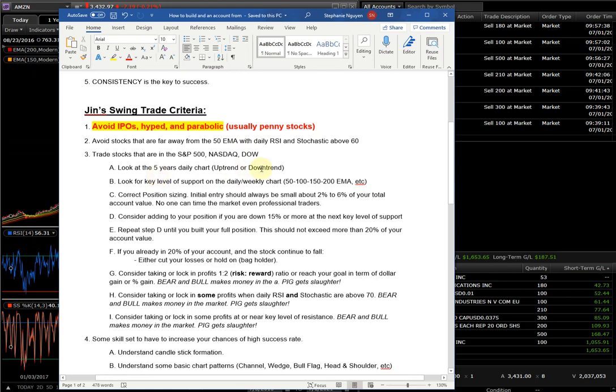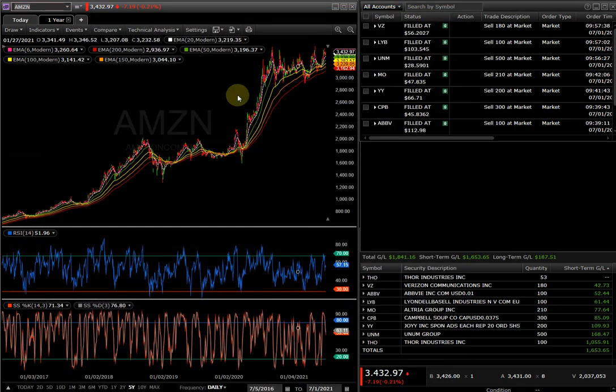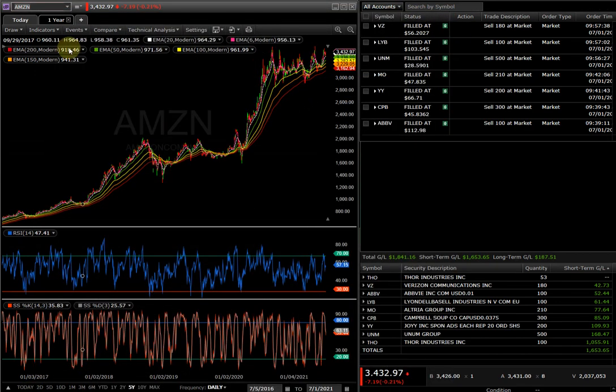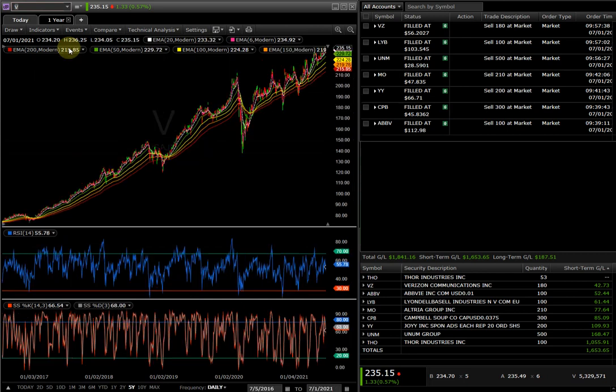Buy low, sell high. And then next is look at the key level of support. The 50, 100, 150, and 200 EMA, and so on. That's why these moving averages are there. Let me zoom in a little bit so it's easier to see. Let me just go to Visa. It's a much clearer chart to see, but you get an idea.